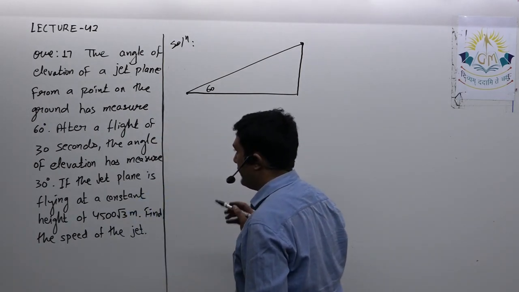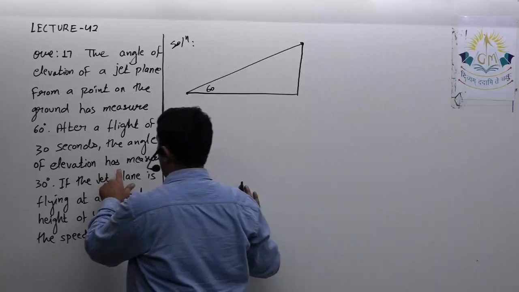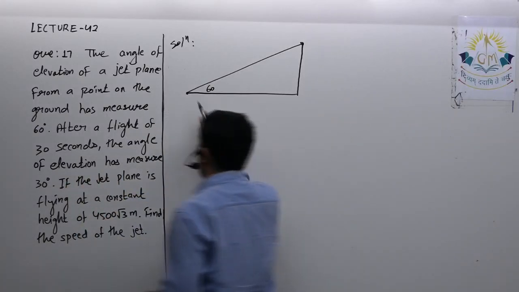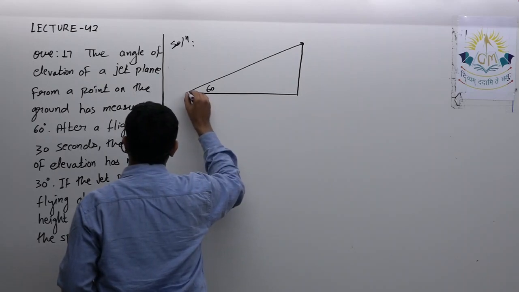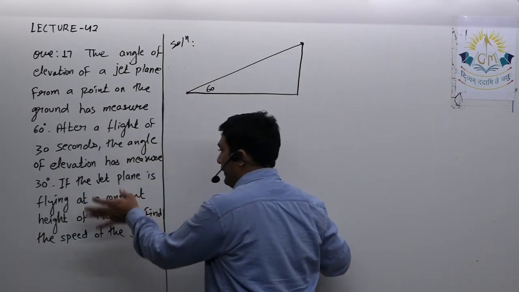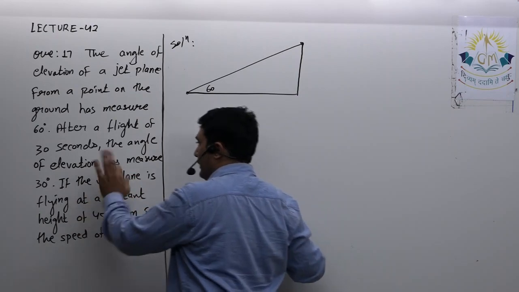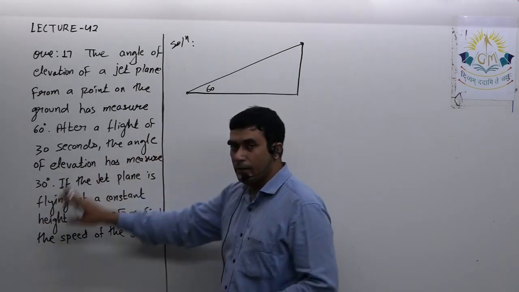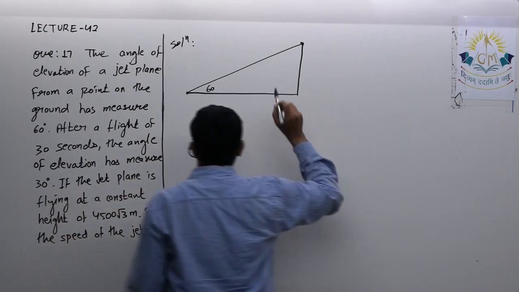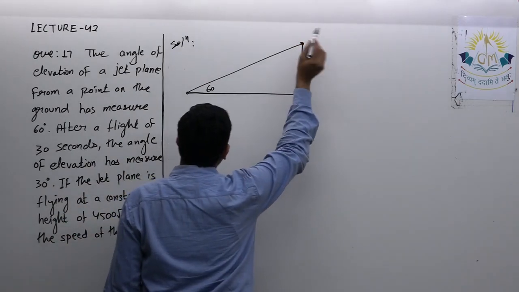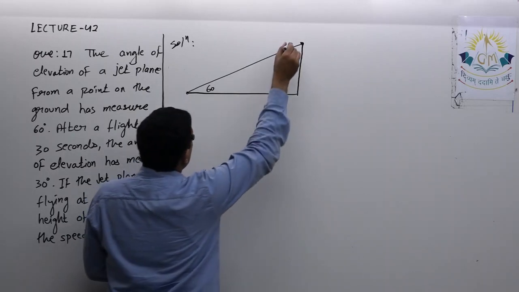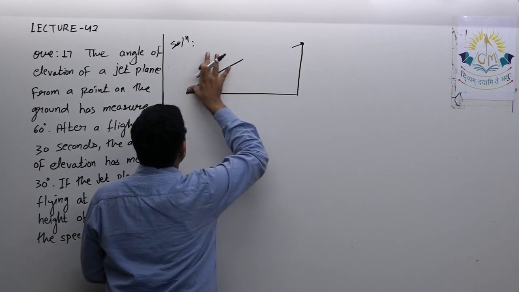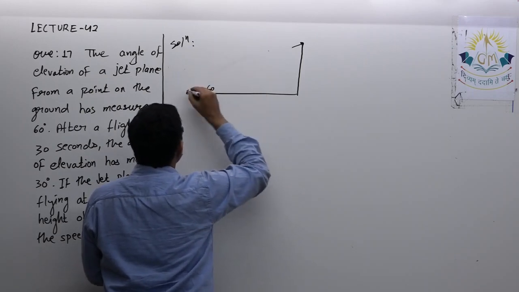After a flight of 30 seconds, the angle of elevation is measured as 30 degrees. Now, here you have to observe. See, this is the point of observation. You are over here. Now, angle of elevation after 30 seconds becomes 30 degrees. So now you have to think on your own whether this... okay, first of all let me take this as 60 degrees because it doesn't look like 60 degrees. Okay.